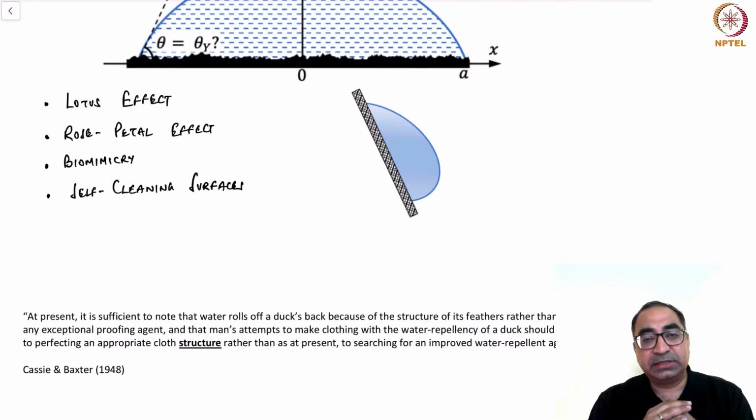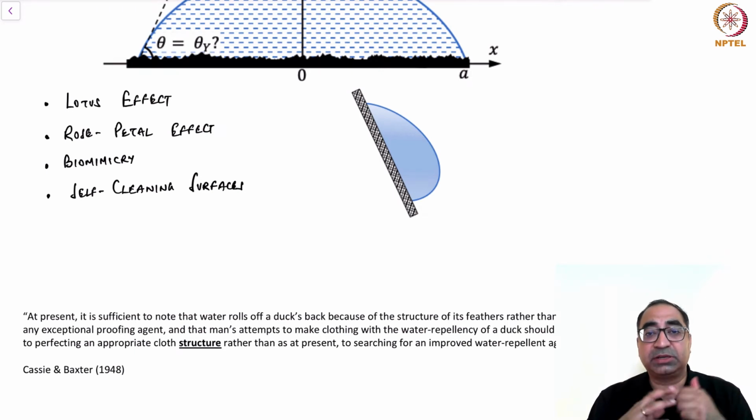Now, what Cassie and Baxter realized back then is that sometimes it may be worthwhile to actually focus on the structure of how fabric is made. In this particular case, they were primarily looking at fabric. In fact, their work was probably funded by the wool industry. So they suggest that structure is important, not just the chemical nature.